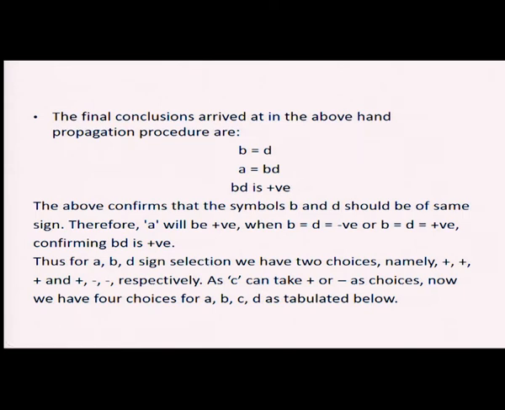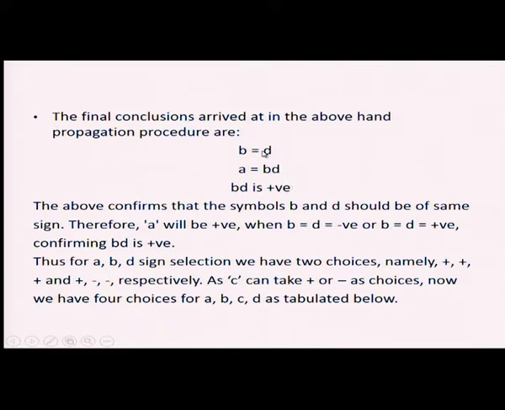So, now finally, using this hand propagation, what results have you achieved? I have achieved B equals D. In one result, I achieved A equals BD, and in another result I obtained BD is positive. Correct. When you say B equal to D, B has two choices, positive or negative. When B is positive, D has to be positive, so BD has to be positive. When B is negative, D has to be negative, so again BD is positive, fine.